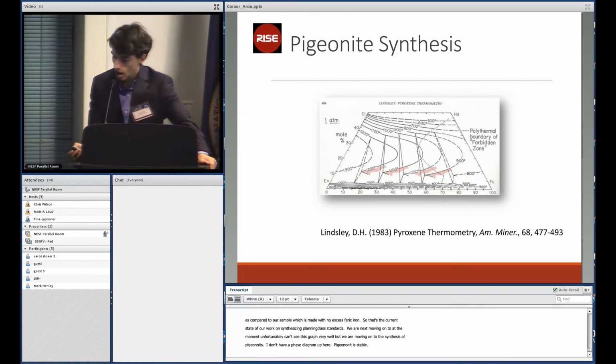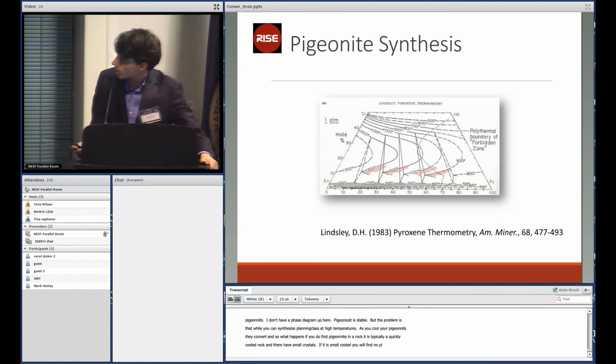But the problem is that while you can synthesize pigeonite at high temperatures and it's found in quickly cooled lunar basalts, as you cool your pigeonites, they invert into orthopyroxene or orthopyroxene plus augite. And so what happens is that if you do find pigeonite in a rock, it's typically a quickly cooled rock and therefore will have very small crystals of pigeonite. And if it's a slowly cooled rock, you won't find any pigeonite at all. So there are no real natural samples of pigeonite which can be used for standards.